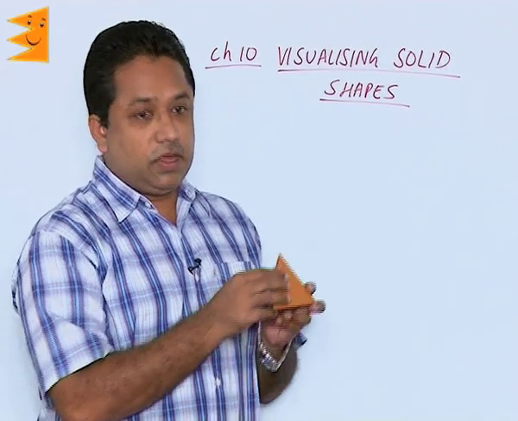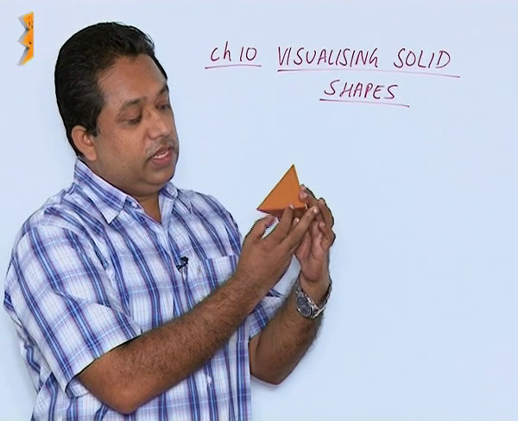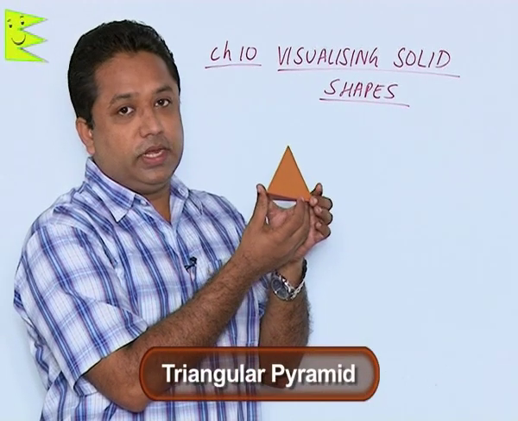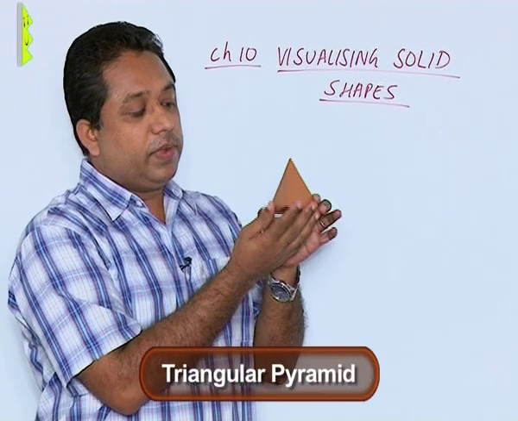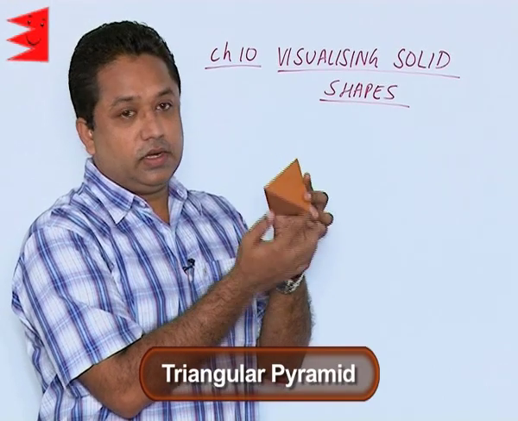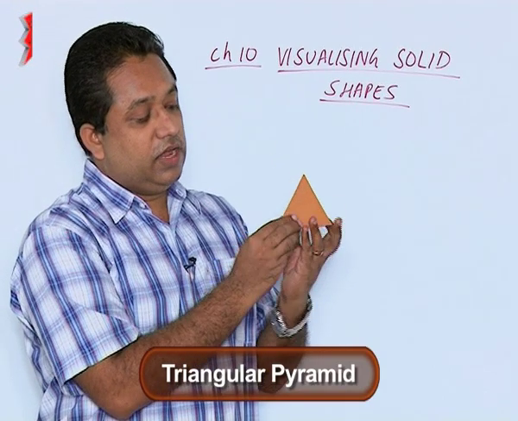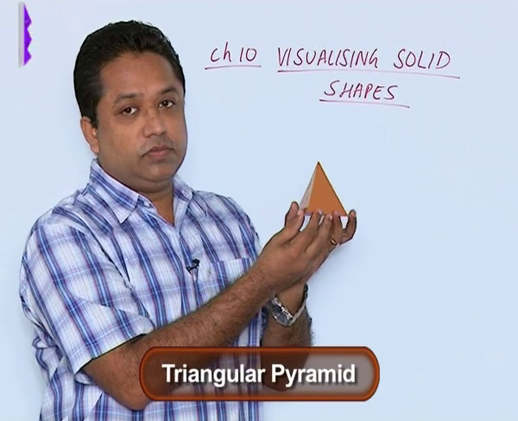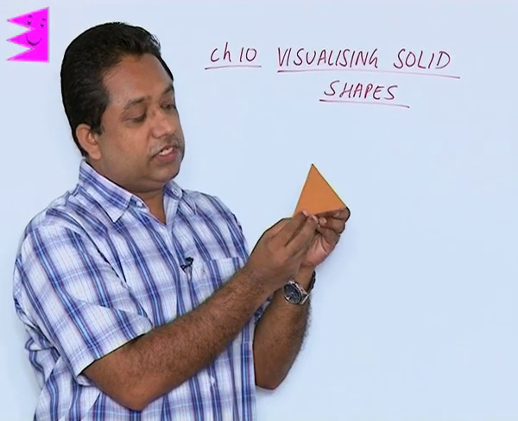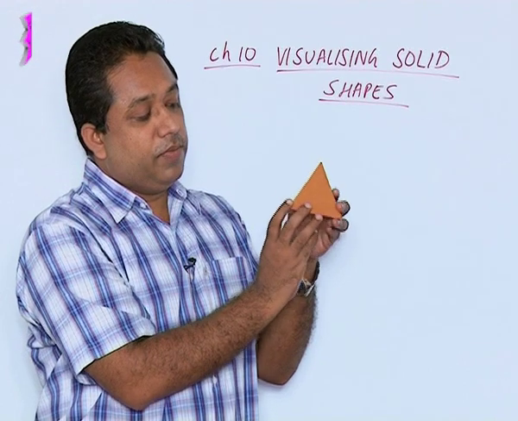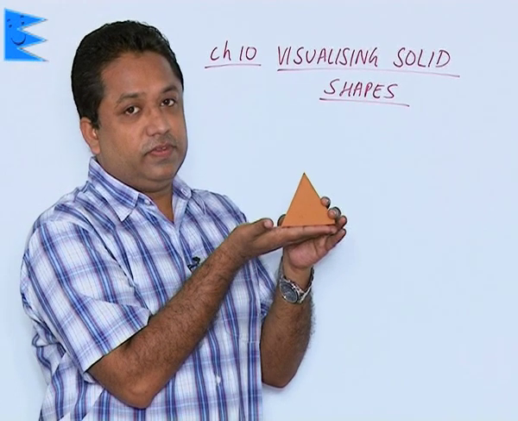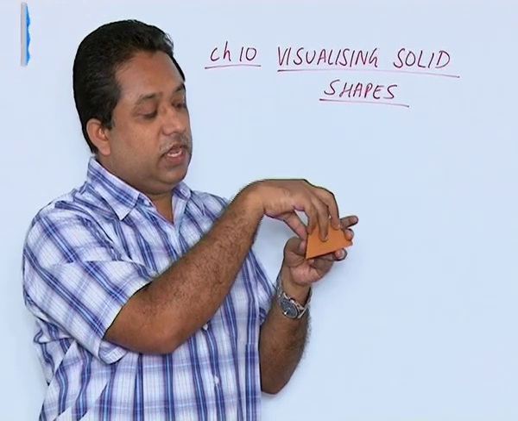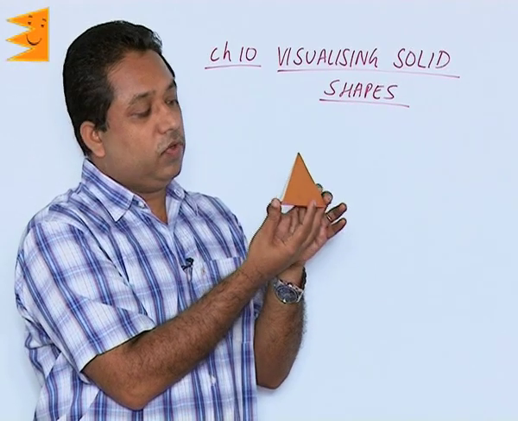Now this is a pyramid. Again, this is a triangular pyramid. It is called a triangular pyramid because the base is triangular. Now this is a triangle and we have 1, 2, 3 triangles tapering upwards. If you look at the number of faces of this pyramid, we have 1 face, that is the base here, and 3 on top. So 1 plus 3 becomes 4.